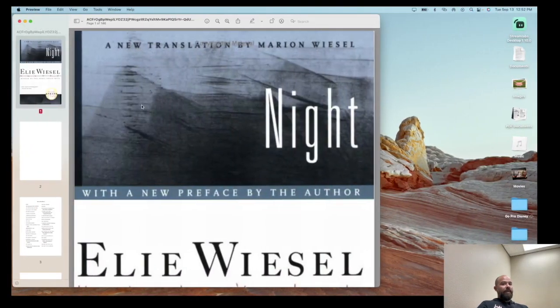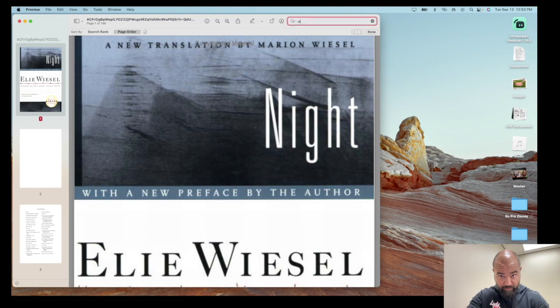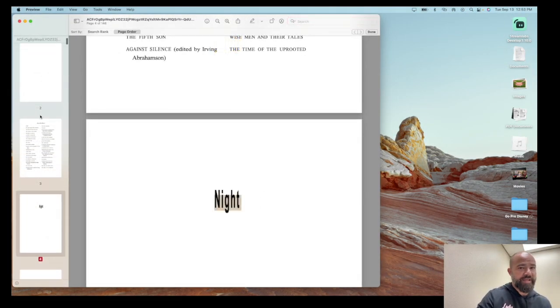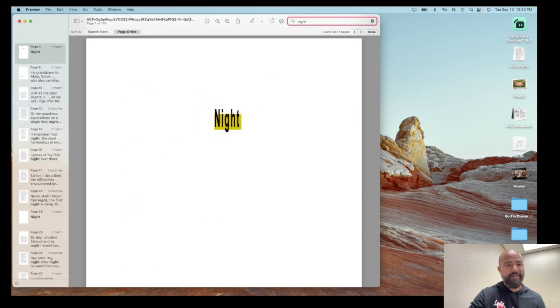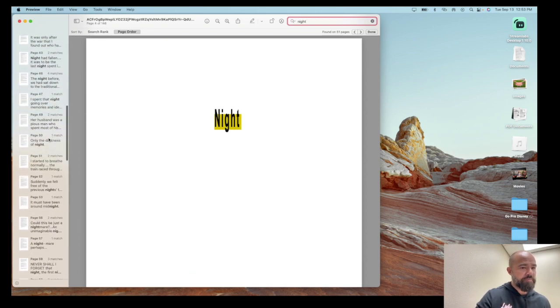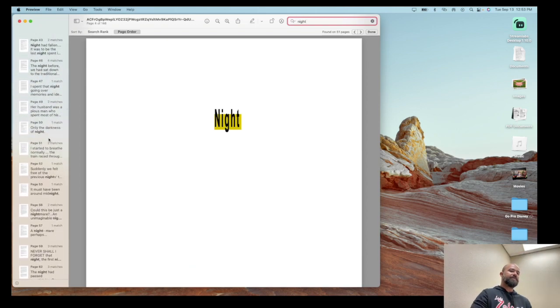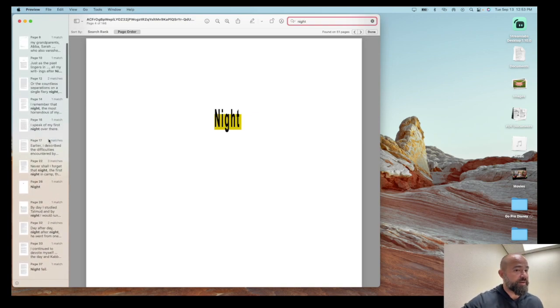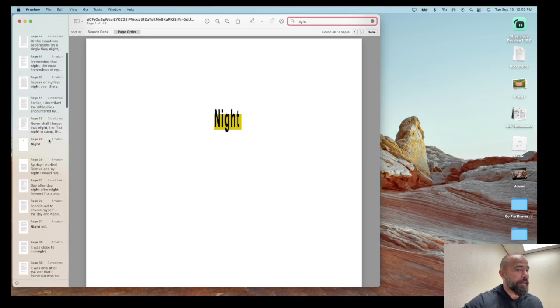Easiest thing, that's why I showed you this process the other day, and that's why I'm showing it to you now. Literally up in this search bar, I type the word night. Over here to the left-hand side, I'm going to have to do that again. It shows every time that the word night pops up in the book. Now these page numbers are the PDF pages. They're not the actual book pages.